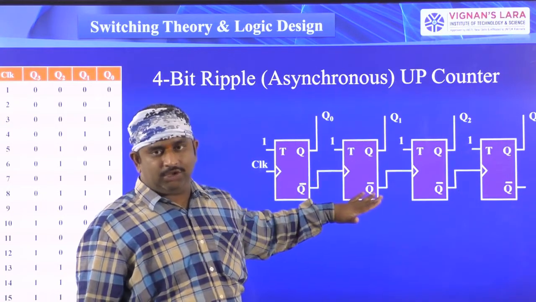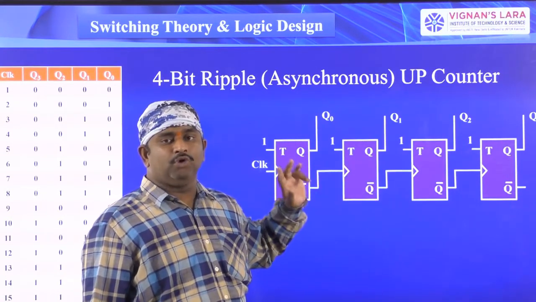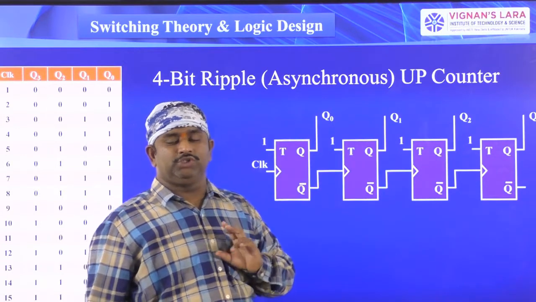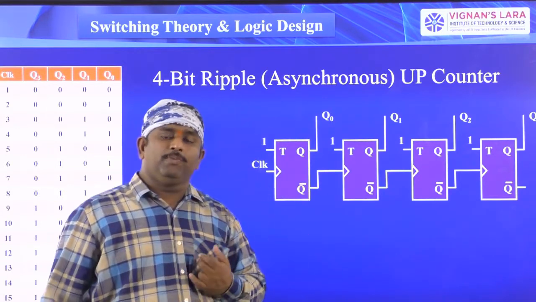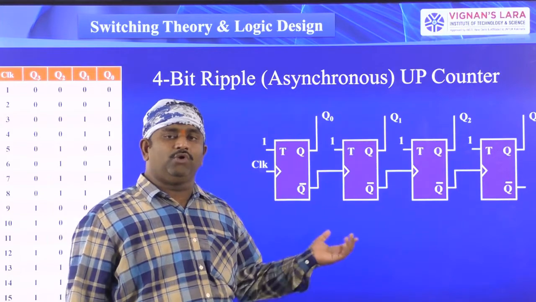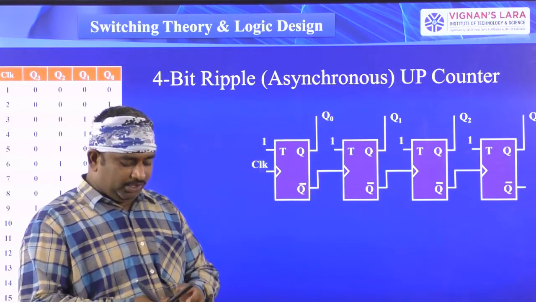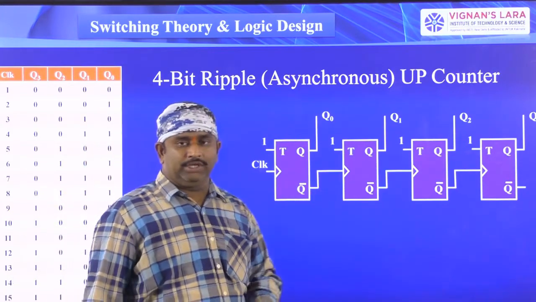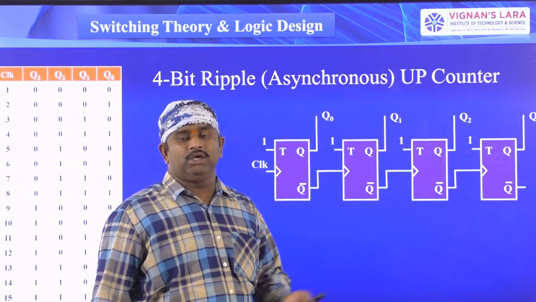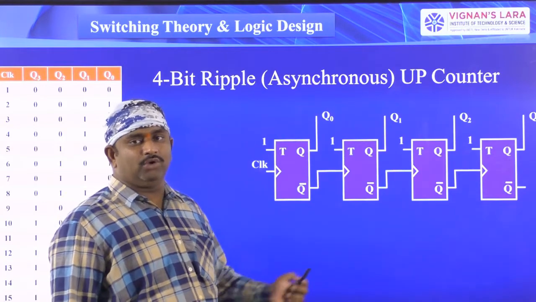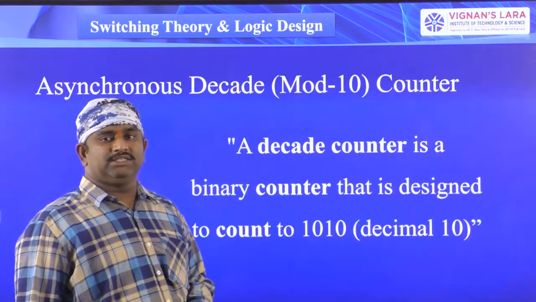In this circuit, you have to make the counts 0 to 9, and after 9, you have to get 0. That is the activity you have to do here. For this, you have to use a common clear signal.